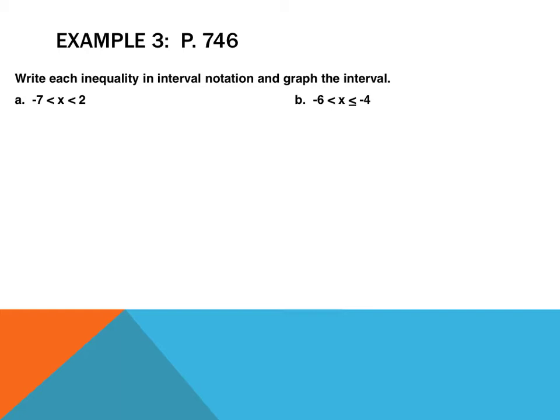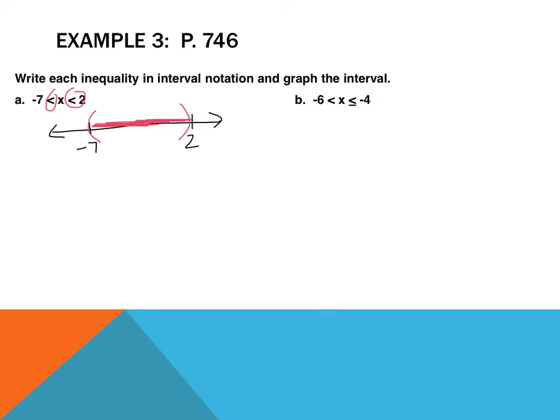Alright, example 3 has what I call between statements. If you look at A and B, both of them have an x in between two numbers. So I'm going to draw my number line, and I have -7 and 2, and x is going to be everything between them. Notice that both of these are less than symbols, so they're both parentheses, and you're going to shade between the -7 and the 2.